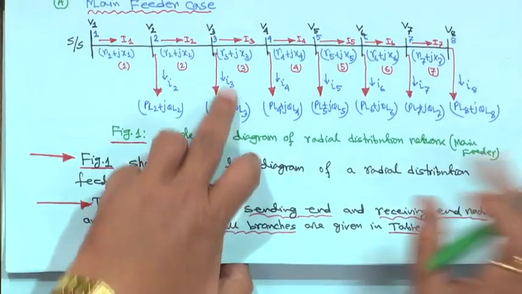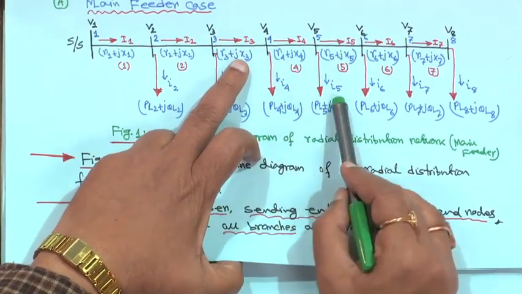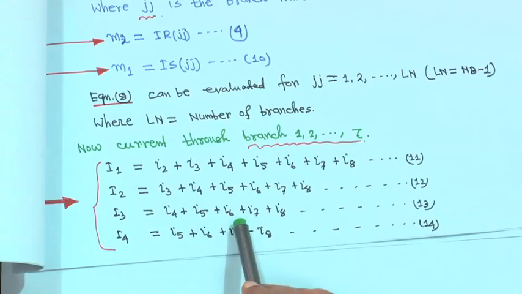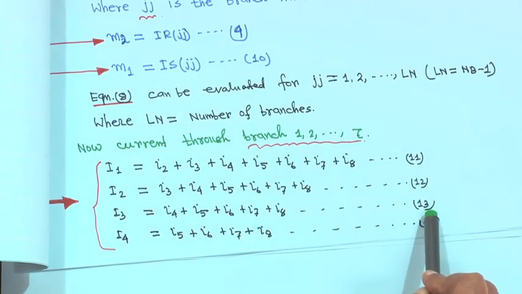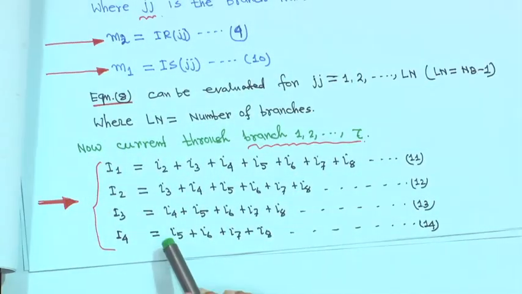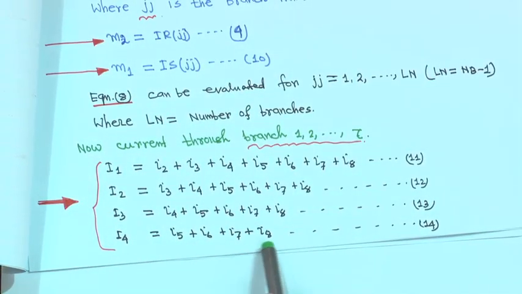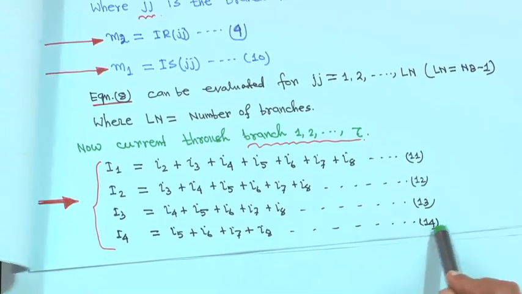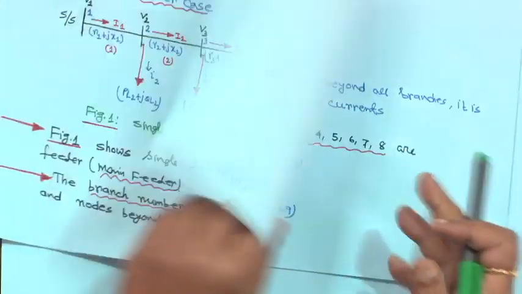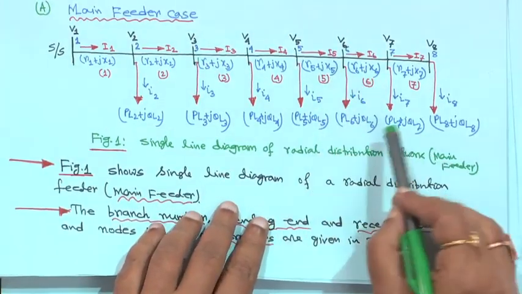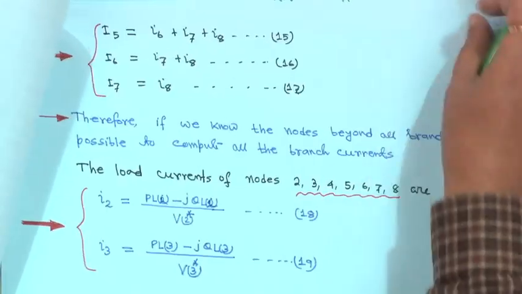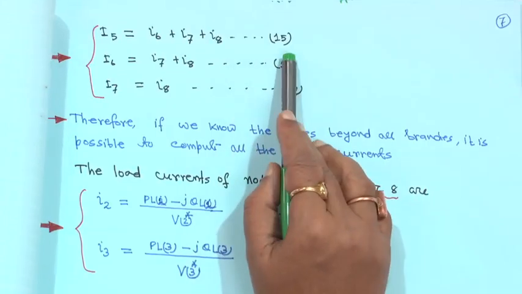Then I3, this is the branch current, I3 is equal to I4 plus I5 plus I6 plus I7 plus I8, again Kirchhoff's first law. This is equation 13. Similarly, branch 4 current I4 is equal to I5 plus I6 plus I7 plus I8, this is equation 14. Similarly, current through branch 5, I5, will be I6 plus I7 plus I8, this is equation 15.